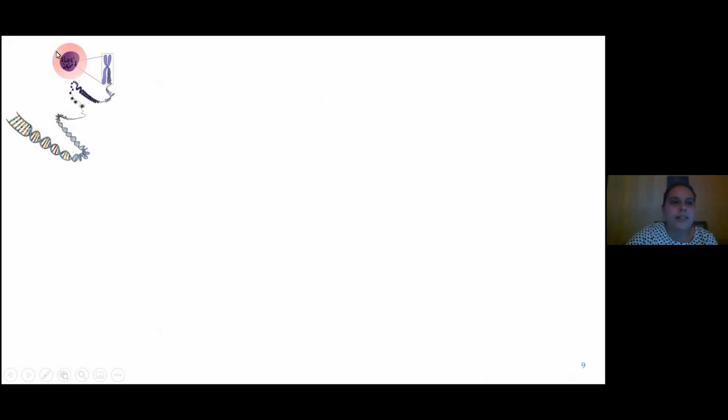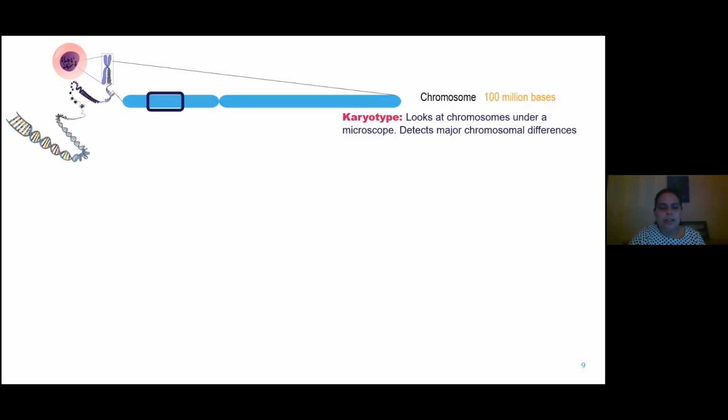So we've talked about, we have these packages of genetic material in chromosomes, and there are many different ways that we can test our genetic material for genetic conditions. So the kind of highest level is a test called a karyotype, and that's actually exactly that picture that I showed you of the chromosomes earlier. So you're looking at those chromosomes under a microscope, and it's seeing, are there any major chunks that are missing or extra?